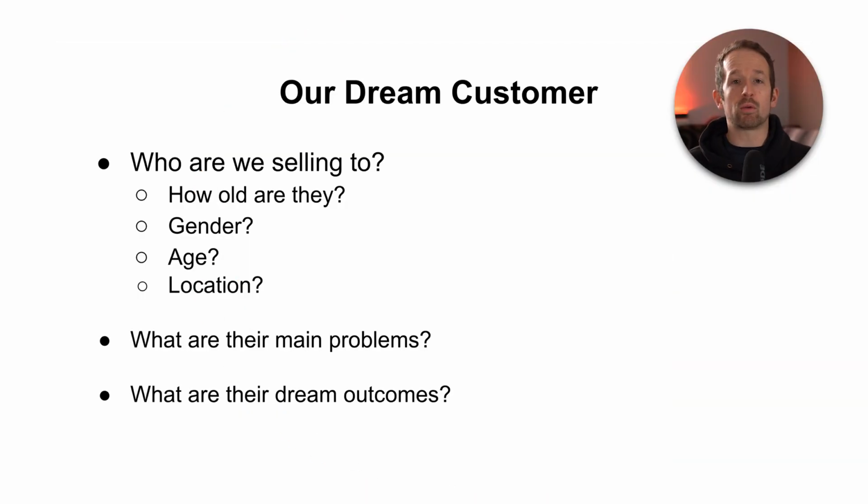One exercise that I love to do is sit down and look at my ideal customer avatar and write down all of the main problems that they are experiencing. How does my product fit in with the problems that they're experiencing, how can it solve those particular problems, and how can I demonstrate that in the offer? What are their dream outcomes? What are the things that they would love to have?